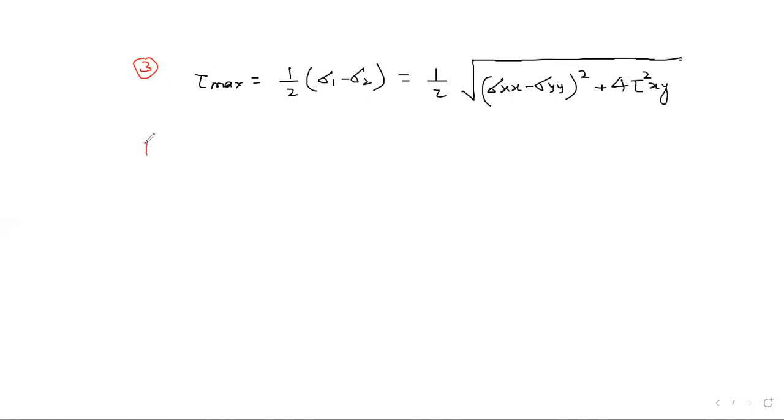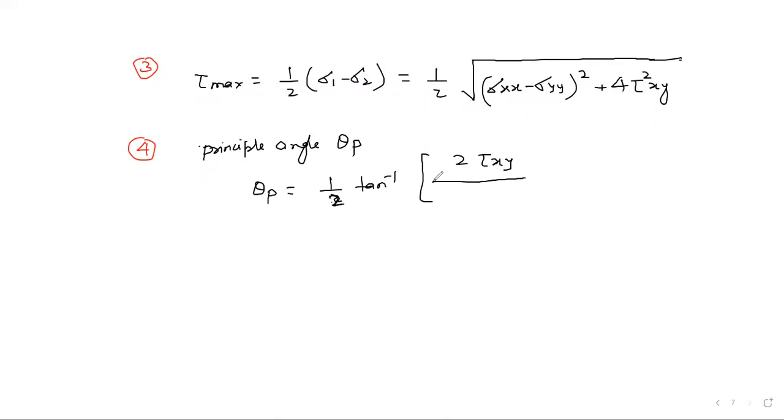Yeah, one more thing. All these formulas you have studied in strength of materials. Nothing new. I am not going to discuss anything new here. Everything you know. They can ask principal angle also. That is theta p. So theta p will be half tan inverse of 2 tau xy upon sigma xx minus sigma yy.